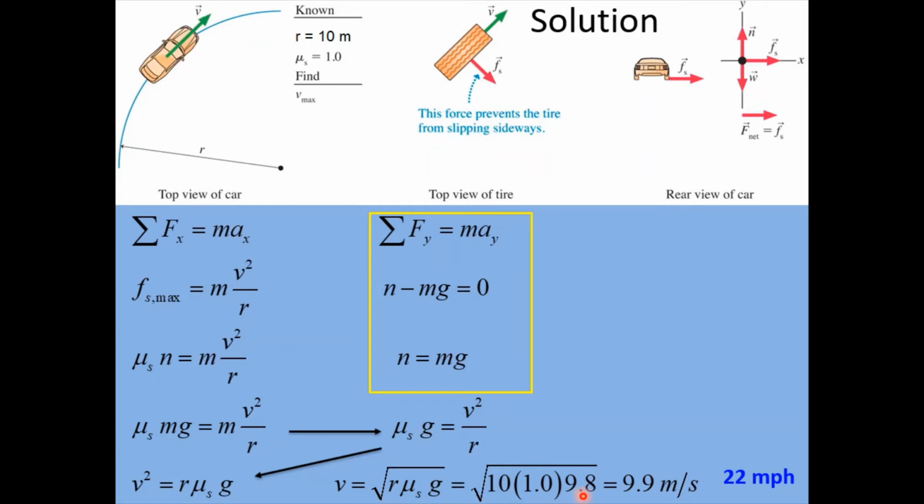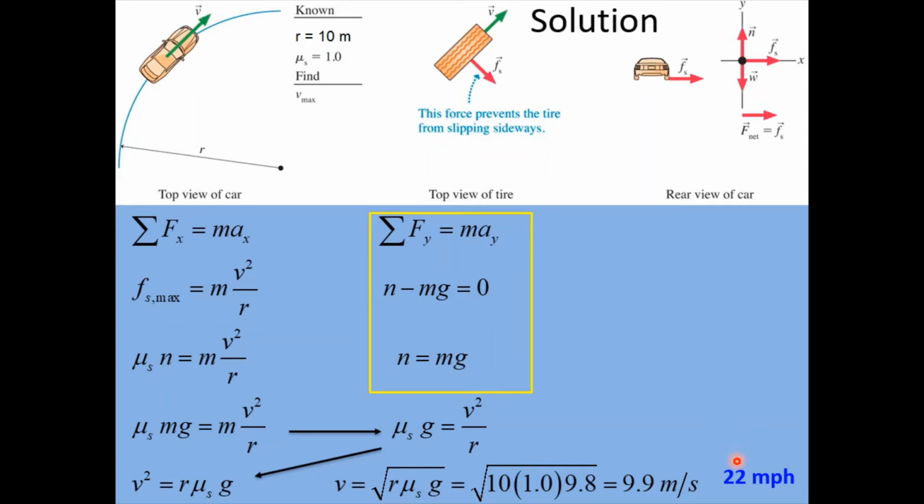And then, of course, g is 9.8. So multiplying these numbers together and taking the square root, we get 9.9 meters per second. I converted that, and that's the same as 22 miles per hour. So this is an estimate of how fast you can safely make a turn in an automobile without slipping, all right, without losing control of your car.